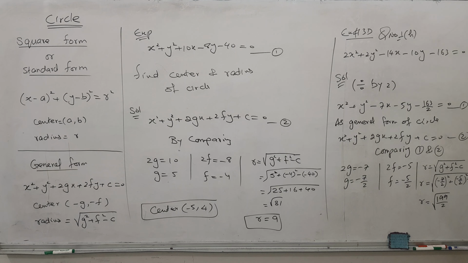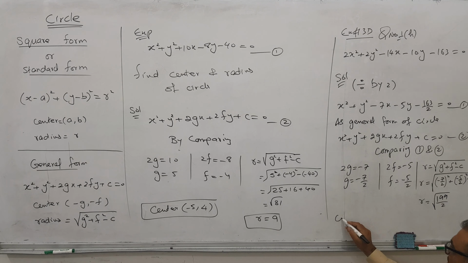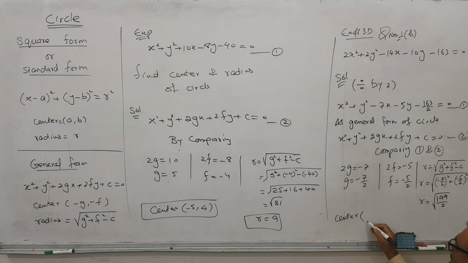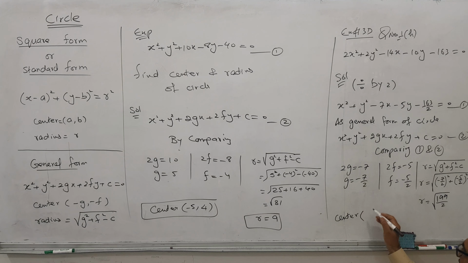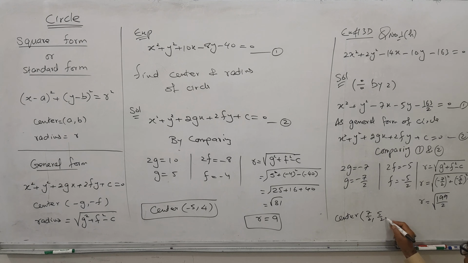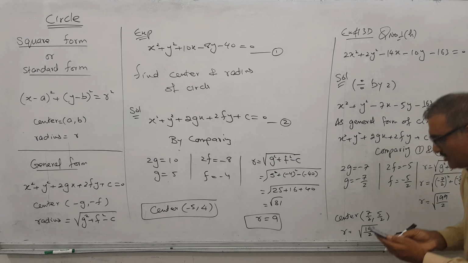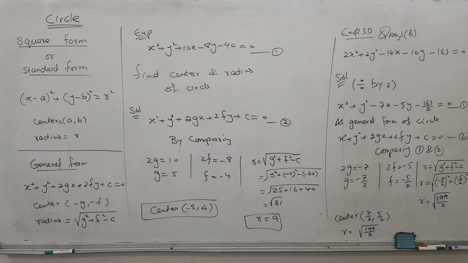And what is the center now? The center of the circle is given by a very clear formula: minus g and minus f. So this minus and that minus cancel, giving 7 by 2, and for f also the minus cancels, so we get this. The radius is the root of 199 by 2, and that is our answer. I think the circle idea is very, very clear.